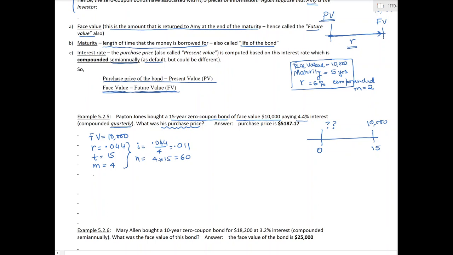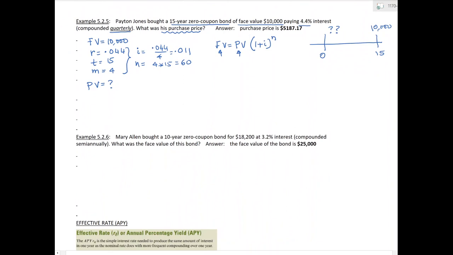And what do we want to find? The purchase price. Purchase price means the present value. So purchase price of the bond is the present value. So we use our compound interest formula, FV equals PV times 1 plus I raised to the power N. And sometimes we know this, sometimes we know this. Depending on what we know, we can find the other term. Okay, in this case we know FV, so let's substitute 10,000 equals PV times 1 plus 0.011 raised to the power 60.